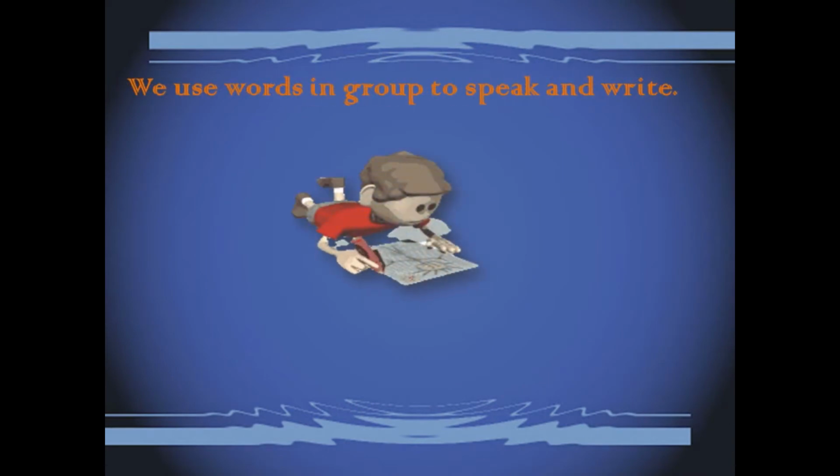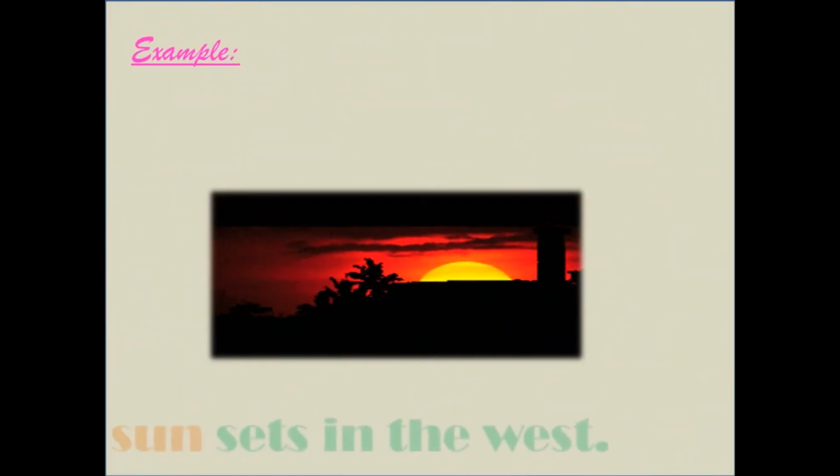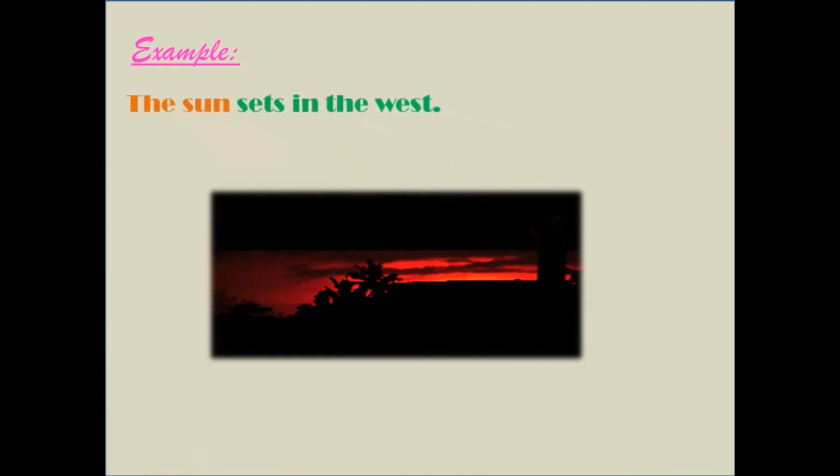We use words in groups to speak and write. A group of words that gives complete meaning is known as a sentence. For example, the sun sets in the west and birds fly in the sky are perfect examples of sentences.